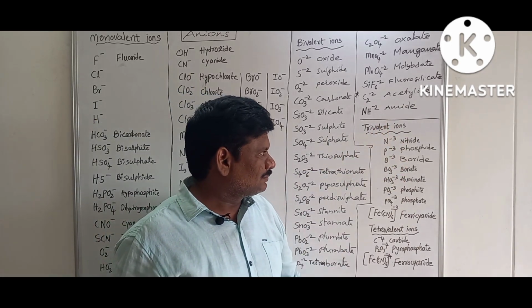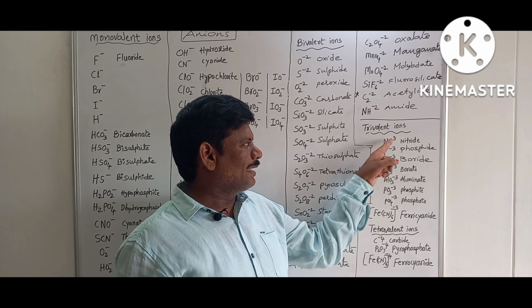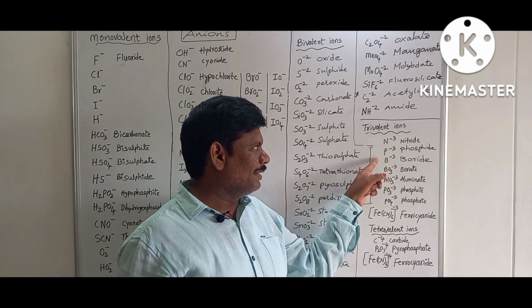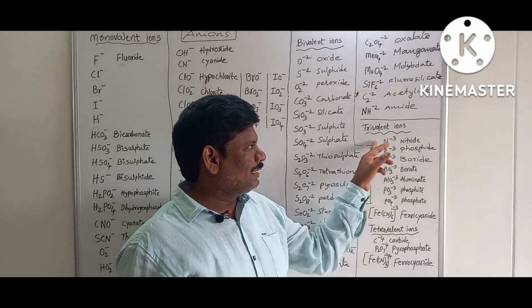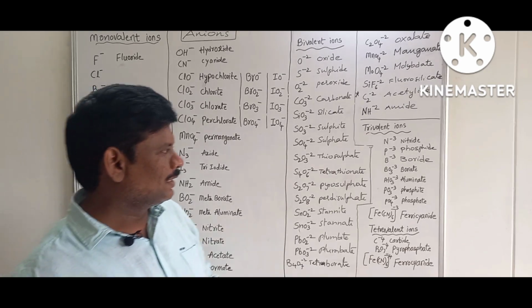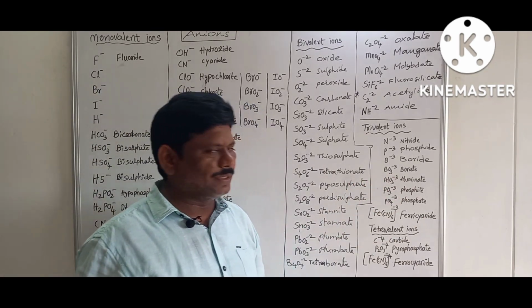Trivalent ions, N minus 3, P minus 3, B minus 3. These three are elements, elementary ions. So ends with -ide. N minus 3, nitride. P minus 3, phosphide. B minus 3, boride. BO3 minus 3 name is borate.